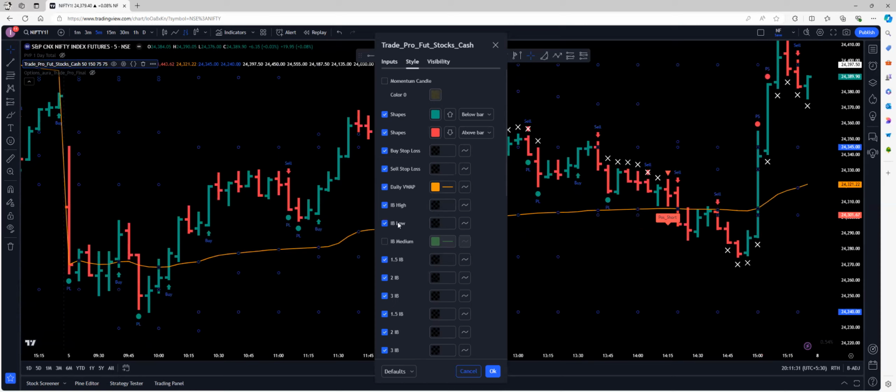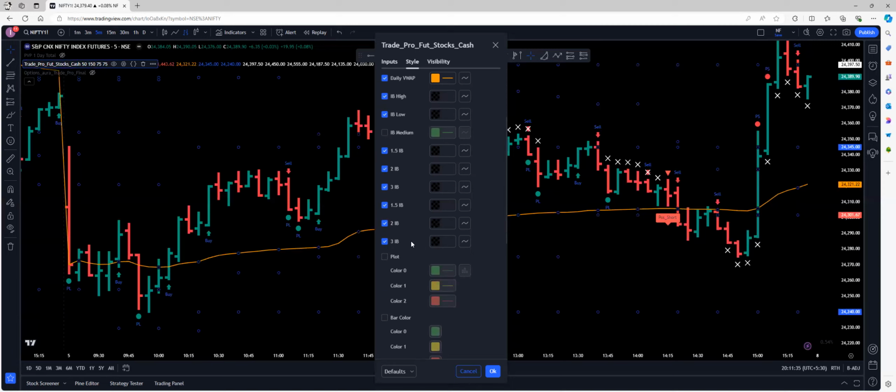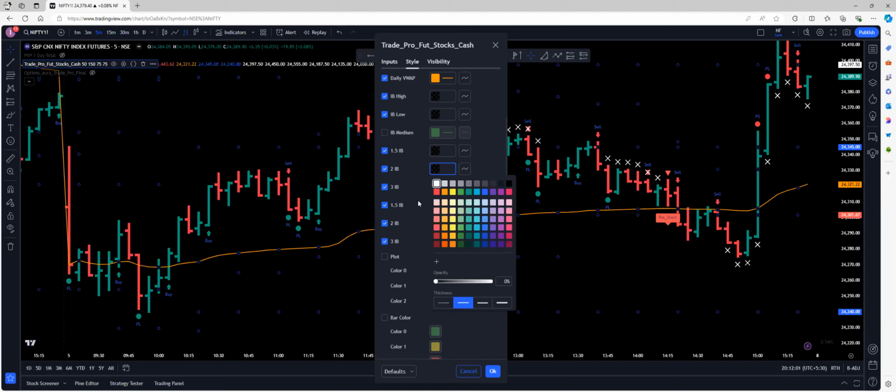So IB high and IB low will be there. Then IB medium, that we don't follow. Then we have these IB extensions. Normally we have 3 IB moves very often in the markets. Beyond 3 IB, the moves are not that great, so we have plotted only 3 IB levels. If you want, you can plot even 4 IB also, but we have restricted it to 3 IB. So 3 IB levels will be plotted on both sides. Once IB is established, you will get a 1.5 times IB extension, 2 IB, 3 IB, etc. All these values you can have.